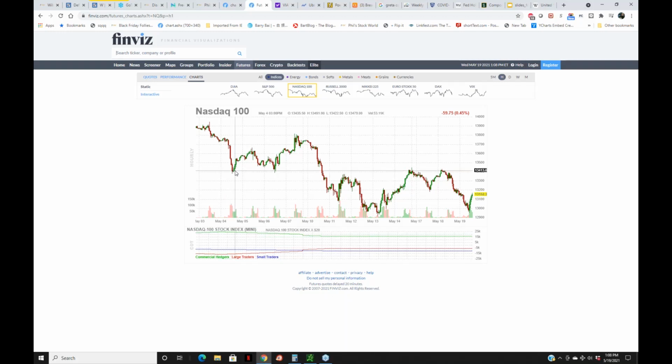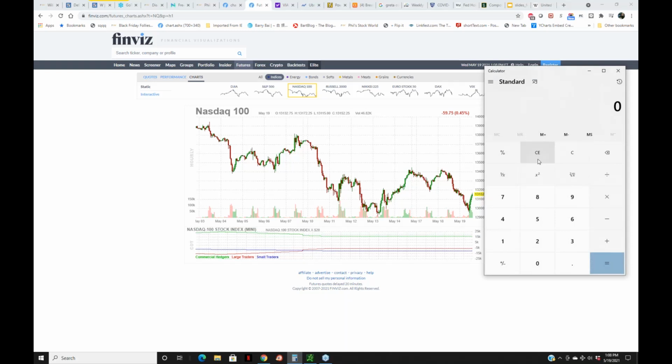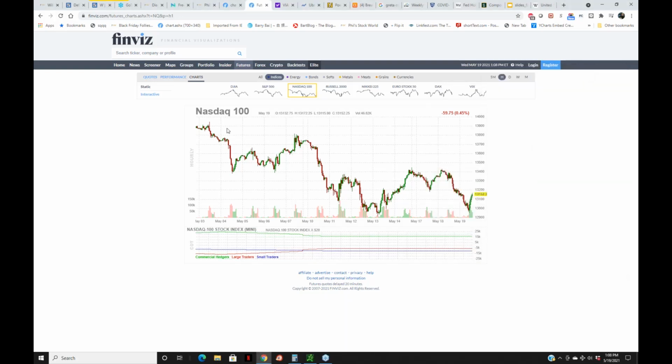If it doesn't provide support, so in other words, if I ask what a 5% pullback of 14,000 would be, 14,000 times 0.05 is 700 points. Well, I could have done that in my head, right? So 700 points. So you're going to fall to at least 13.3. You expect a 5% pullback, so 13.3 is your line here.